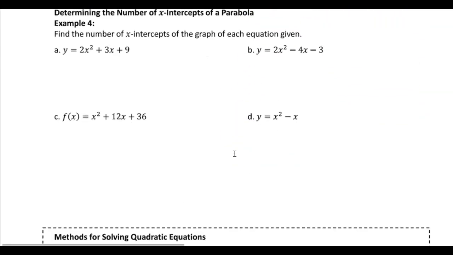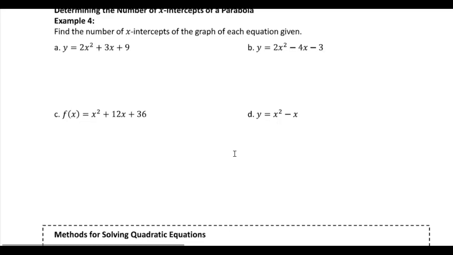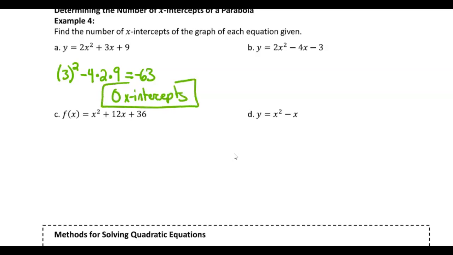Okay, so this is just kind of what I was alluding to here. It says find the number of x-intercepts of the graph. Well, it's already y equals or f of x equals, which is fine. And so it's in standard form. So you are literally just going to jump right in. You're going to do b squared minus 4, a is 2, c is 9. Type it in a calculator, you get -63. When the discriminant is negative, you have no real solutions, which means you have 0 x-intercepts. The graph will not cross the x-axis is what that means.